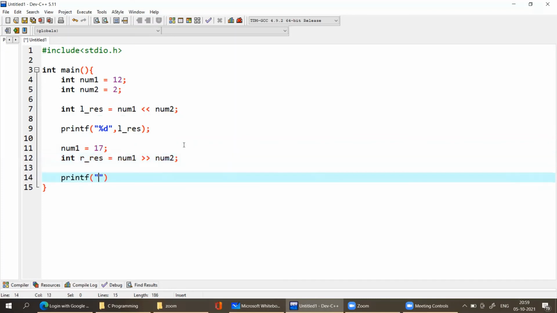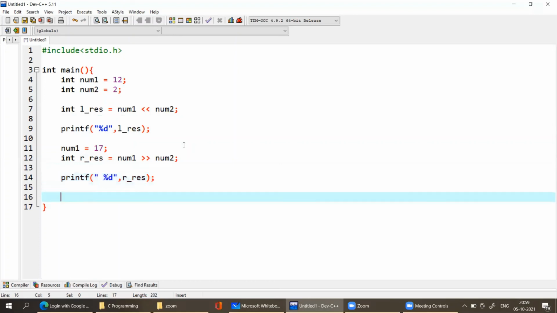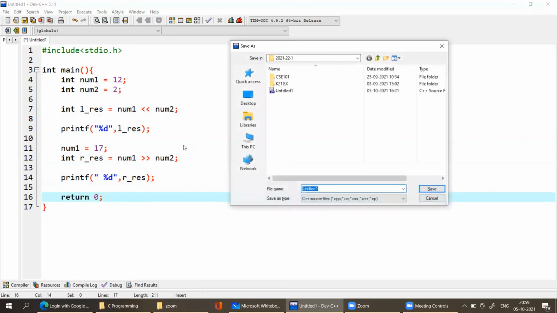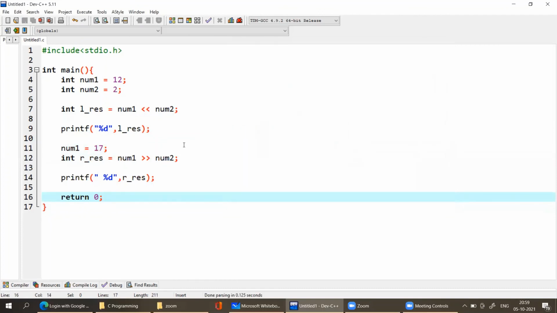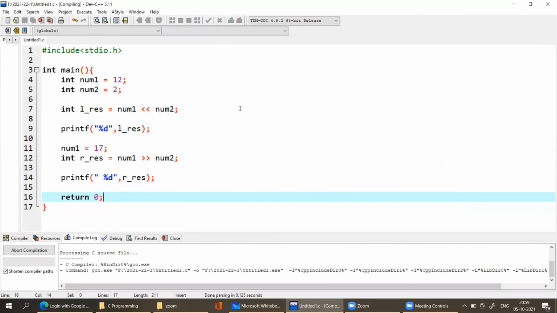Let's print the result here. printf %d, and here the result for the right shift. Save this. Let's change the file type to C. Now let's compile and run this code.